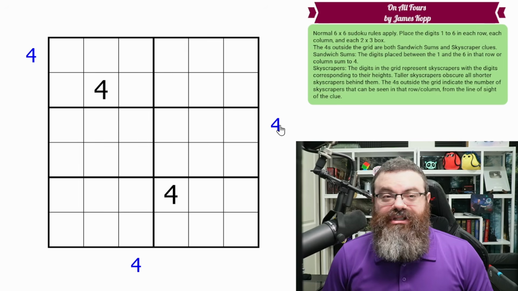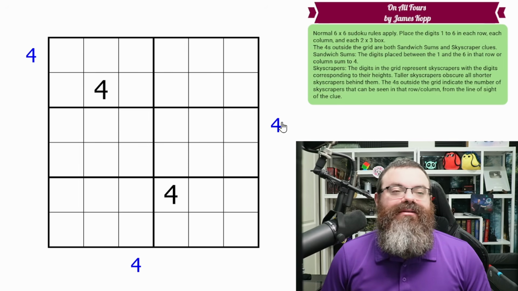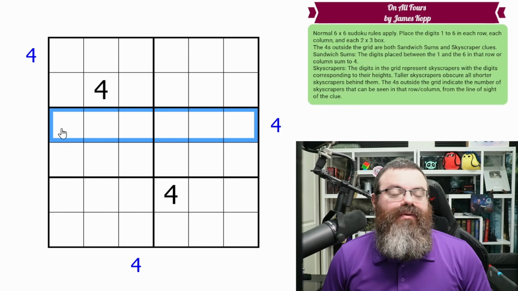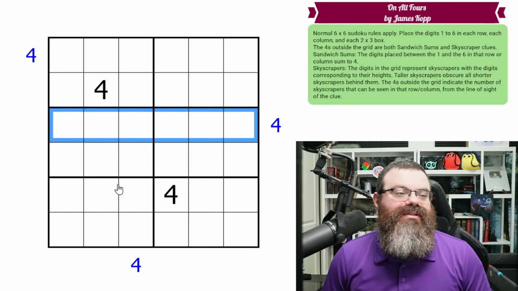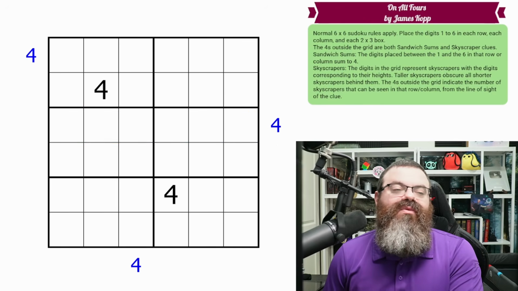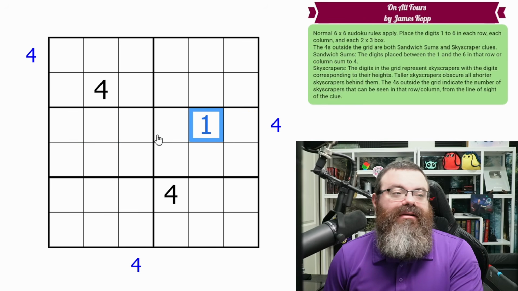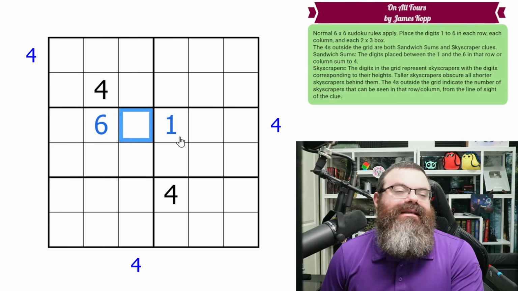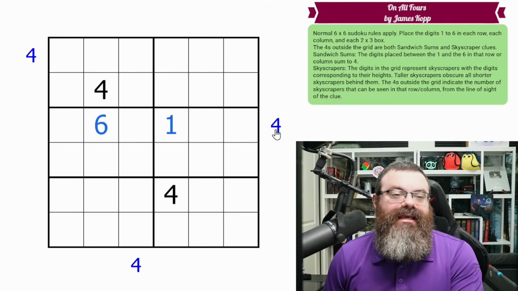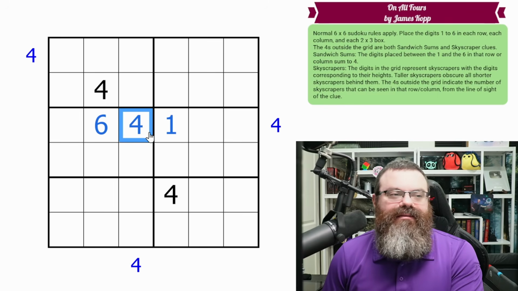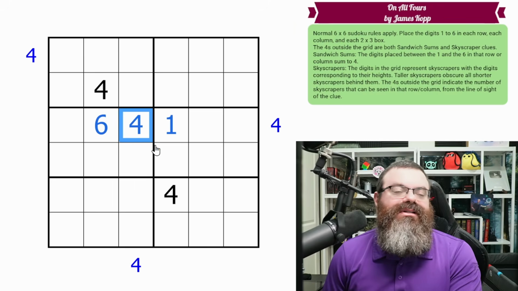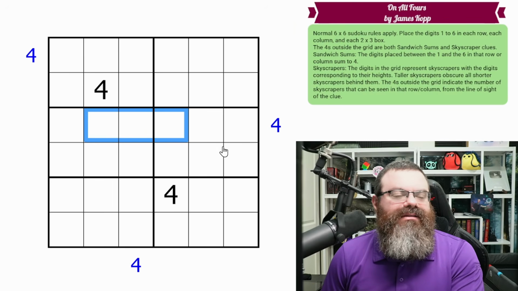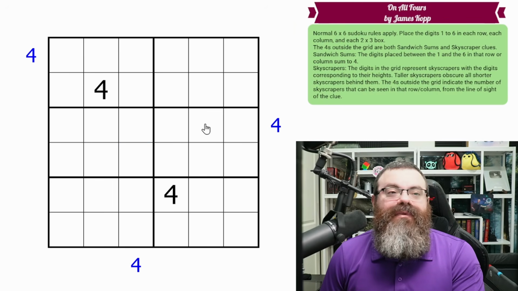They are both sandwich sums and skyscrapers. Those are both standard constraints, so I'm going to go over them separately. So the way sandwich sums work is you look at this row, or this column, and you look to see where the 1 and 6 are. So maybe the 1 would be here, and the 6 would be here. And in between that, the digits have to sum to 4. In this case, they have to sum to the clue. So that would be a 4 there. If this is where the 1 and 6 are, we put just a 4 between them because they'd have to add to 4. So that's one example. And that's how the sandwich sums work.